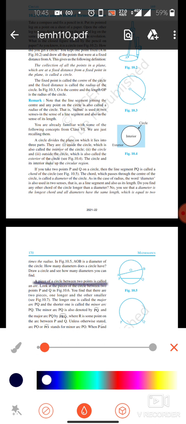Now underline the definitions of arcs. A piece of a circle between 2 points is called an arc. Then there are two pieces, one longer and the other smaller. The longer one is called the major arc and the shorter one is called the minor arc. The minor arc PQ is denoted by this and the major arc PQ is denoted by this, where R is some point on the arc between P and Q.